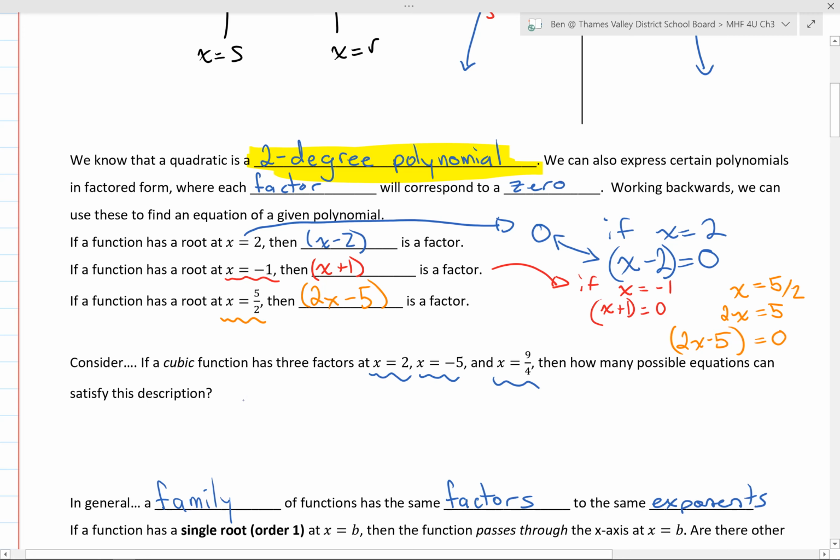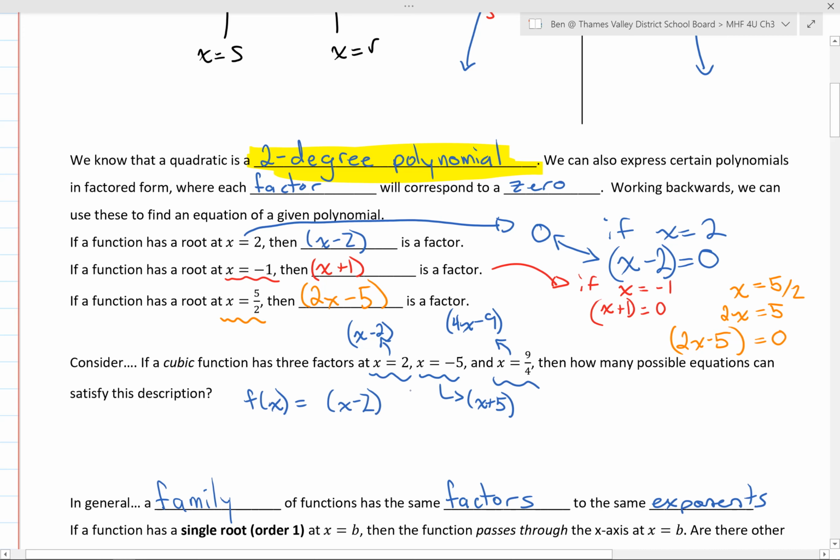Well, we're working with f of x, and we know it has three factors, right? I'm not going to go through this entire process every time. I just wanted to show you how we handle that. So our first factor is x minus 2. Our second factor is x plus 5. And our third factor here is 4x minus 9. So we have all of those factors we're working with here.